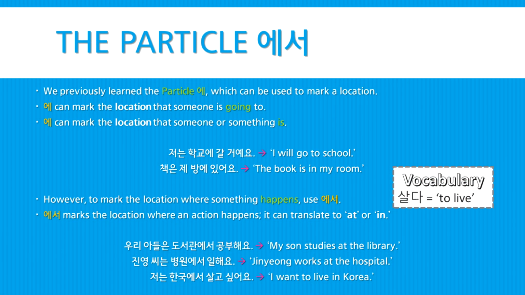저는 학교에 갈 거예요. I will go to school. Or 책은 제 방에 있어요. The book is in my room. However, to mark the location where something happens, use the particle 에서. 에서 marks the location where an action happens, and it can translate to at or in.